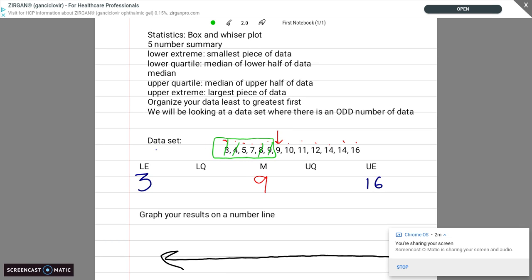So you're going to take the average of those 2 numbers. So 5 plus 7 is 12. And you have to divide that by 2 because you have to find the mean or the average. So my lower quartile is really going to be 6.